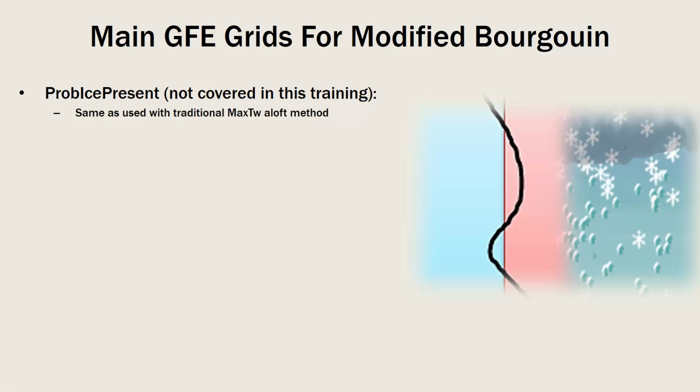Okay, the main GFE grids that are going to be used for this modified Bourgouin technique are, first of all, the probable ice present grids, which are not really going to be covered in this training because they're the same as what's used with the traditional max TW aloft method. So you should be familiar with those already.